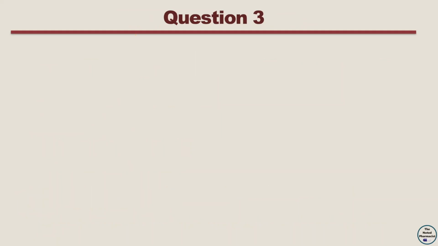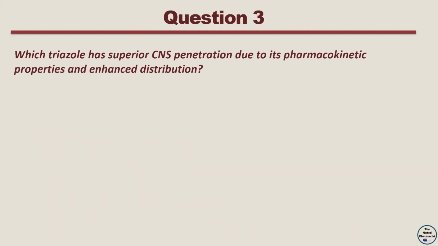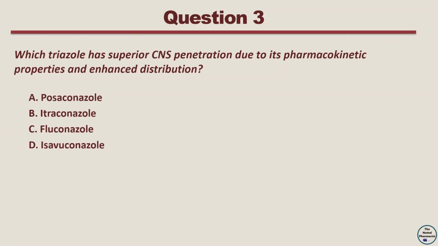Question 3. Which triazole has superior CNS penetration due to its pharmacokinetic properties and enhanced distribution? Option A. Posaconazole. Option B. Itraconazole. Option C. Fluconazole. Option D. Isovuconazole. Option E. Ketoconazole.